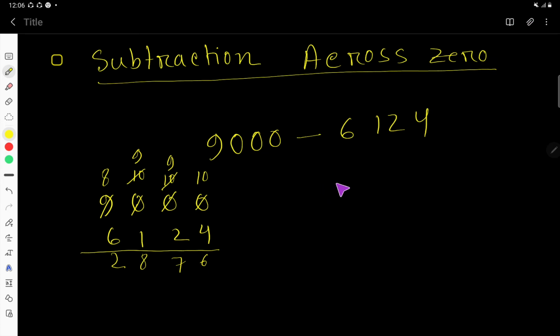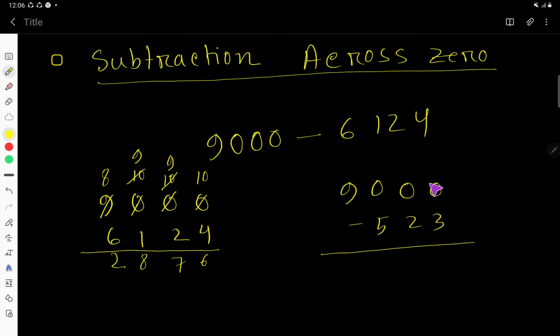Now let us consider this number. This is 9, this is ones, tens, 100s, 1000s, 9000, right? And you have to subtract 523. So how to do that? This is your minuend and this is your subtrahend. So you have to find the difference.